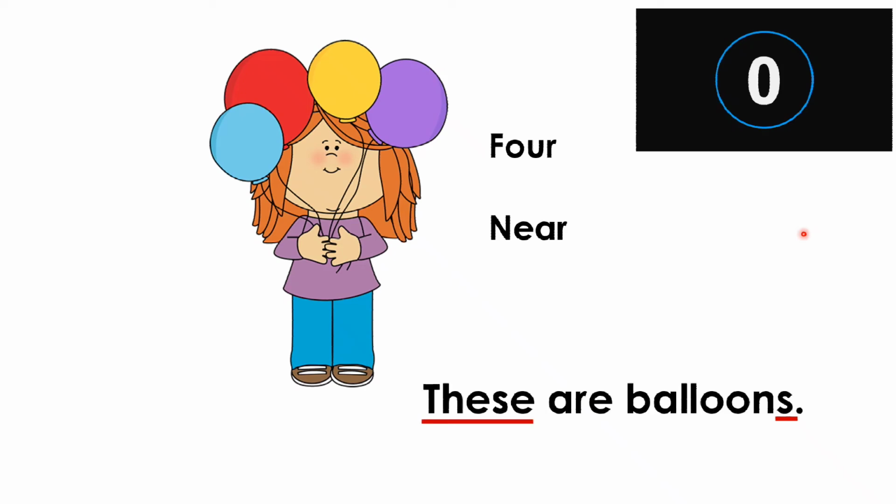Okay, what is your answer? Again, let's count the balloons. There are 4 balloons and it's near because you're holding them. So, if your sentence is, these are balloons, then you got it right. These, because we're referring to 4 balloons and they're near to you. Next example. Timer starts now.